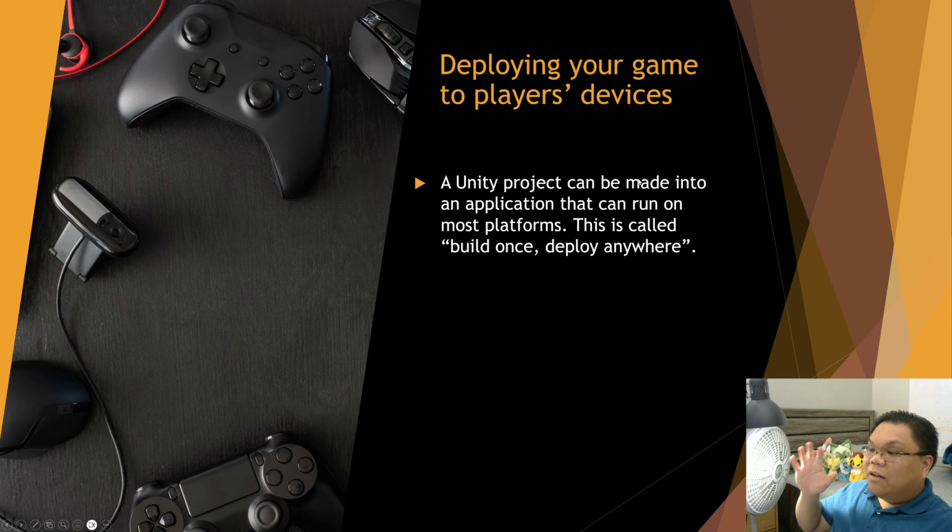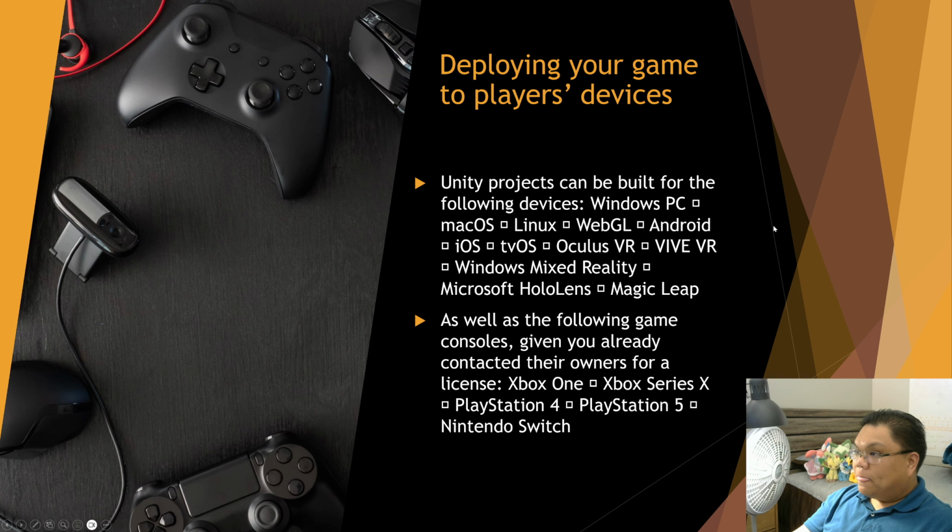The idea behind this is called build once, deploy anywhere. And that's because the code that we write can be run on most platforms. So, Unity projects, we can build the project into a standalone application for the following devices: Windows PC, Mac OS, Linux, WebGL, Android, iOS, tvOS, Oculus VR, Vive VR, Windows Mixed Reality, Microsoft HoloLens, and Magic Leap. And if you have a license for any of the following, you can also port it to Xbox One, Xbox Series X, PlayStation 4, PlayStation 5, and Nintendo Switch.